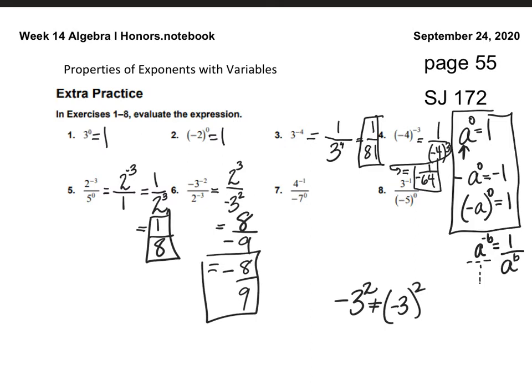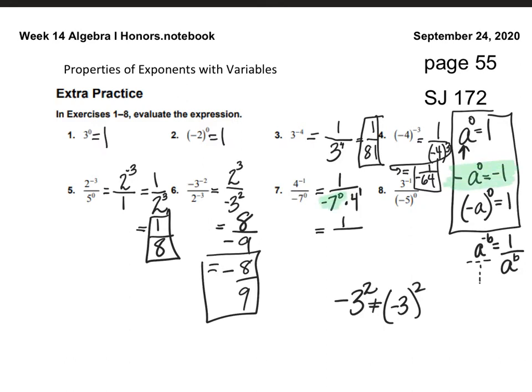Moving on to number 7. I only have one negative exponent, so I'm going to move that to the denominator. I'm going to keep my opposite of 7 to the 0 power in the denominator, and I'm going to move 4 to the denominator and put a positive 1 power. Next, the opposite of 7 to the 0 power. This matches this rule.